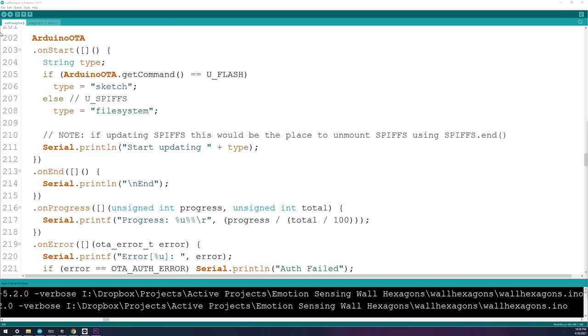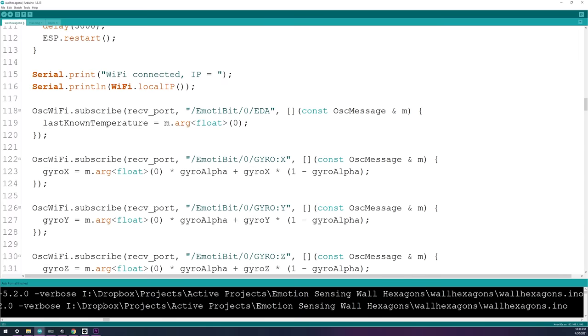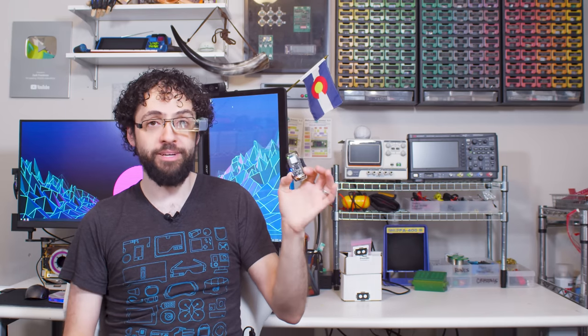This bit of code enables over-the-air wireless updating, which isn't part of the project, but it is really nice because I don't have a 15-foot-long USB cable. Finally, we are at the business end, receiving and processing biometrics from the EmotiBit. Let's disengage from my project and look at the EmotiBit itself.